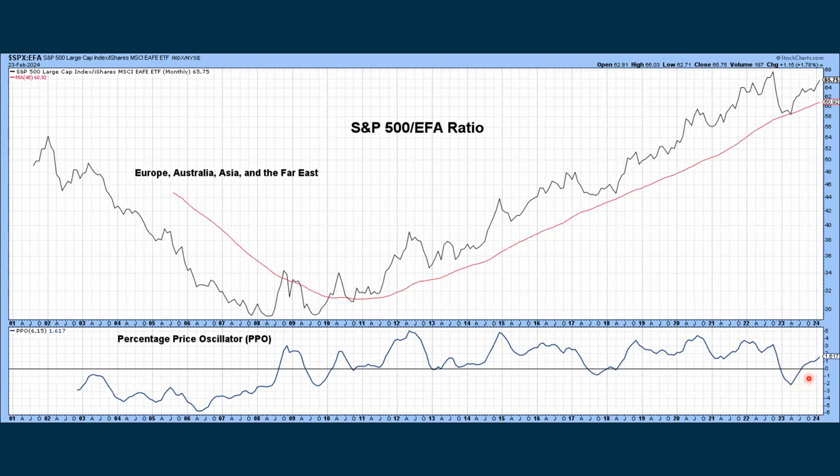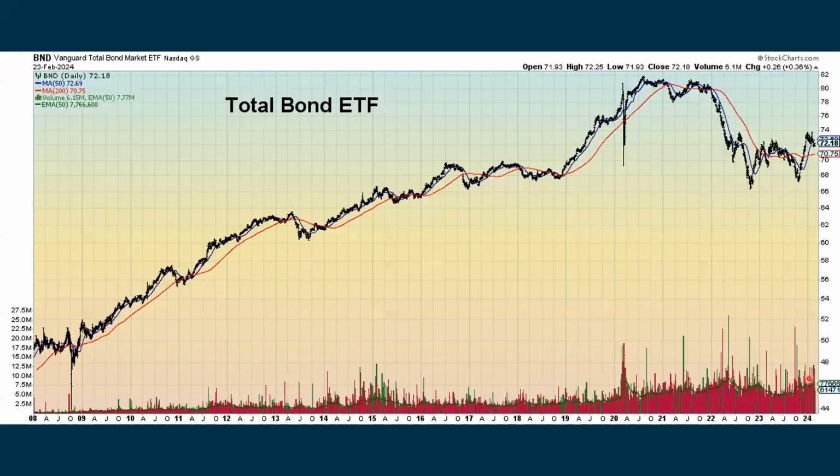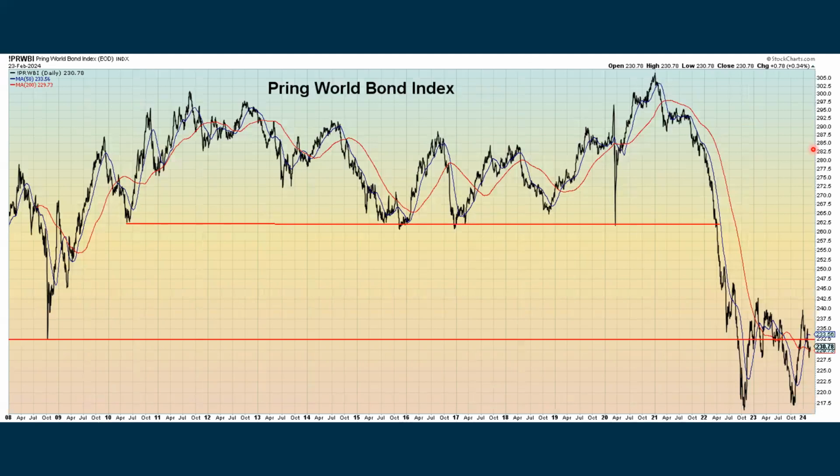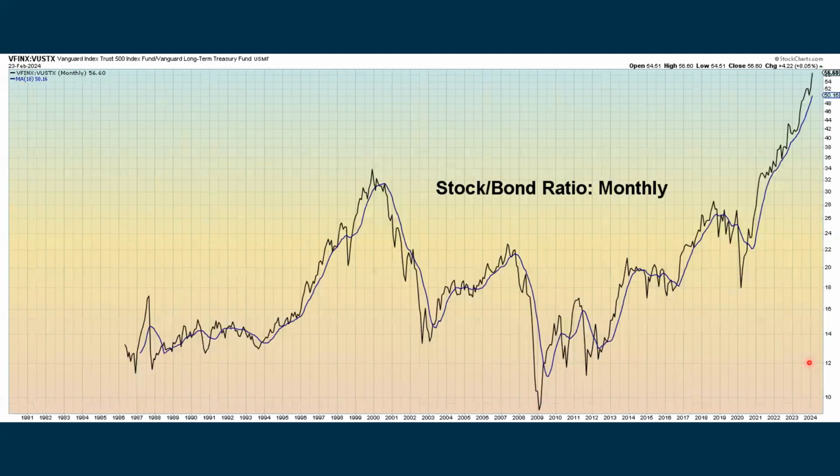And that's suggesting that compared to the rest of the world, the S&P is outperforming on a longer-term time horizon. Then we look at the total bond ETF. These are bonds based on price, where they are still in an overall uptrend, even though they've been falling back lately. This is the Pring World Bond Index, which is also in an uptrend compared to price, but they've been falling back as well. We look at a monthly chart of the stock to bond ratio, which continues to show us that stocks are outperforming bonds.